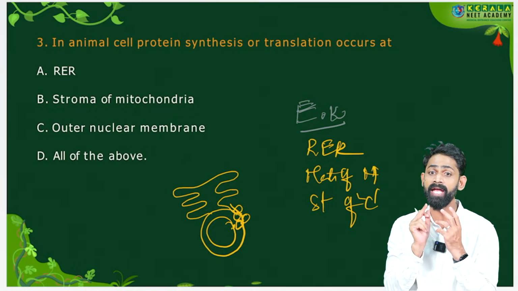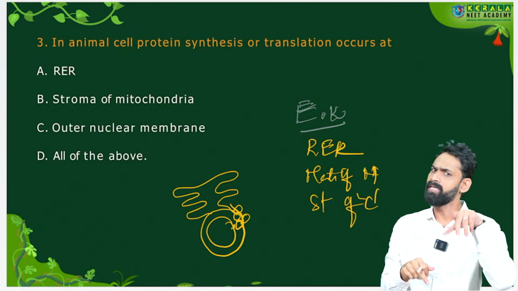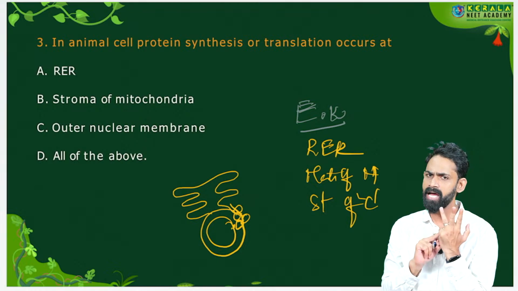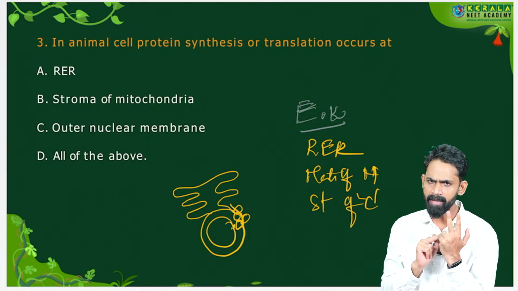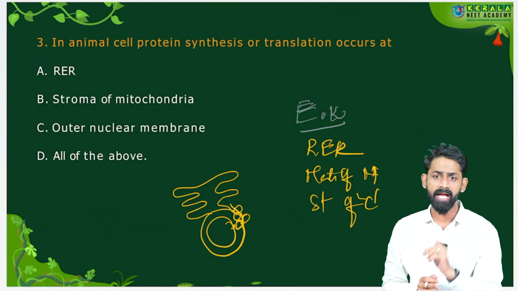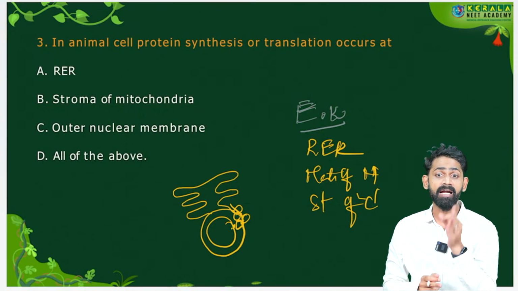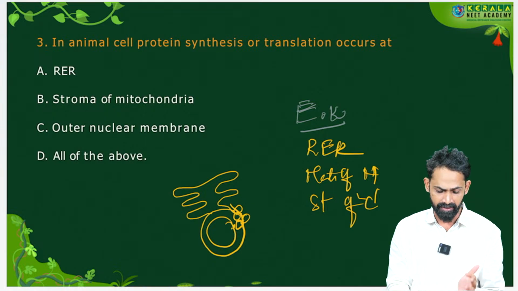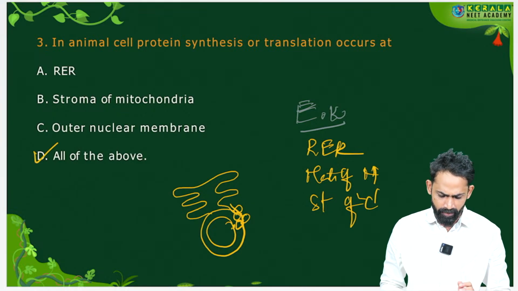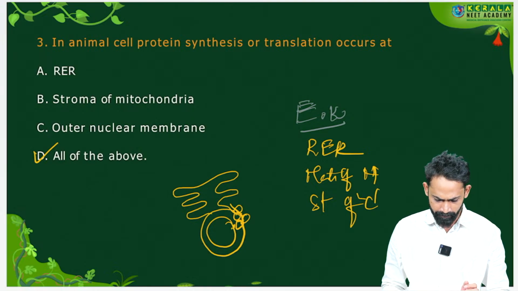If you take animals only, in animals there is no chloroplast, right? That is why three locations: RER, the outer nuclear membrane, and the matrix of mitochondria. In these three areas in animals, protein synthesis or translation takes place. Going for option D, all of the above. The next one is related to this one.